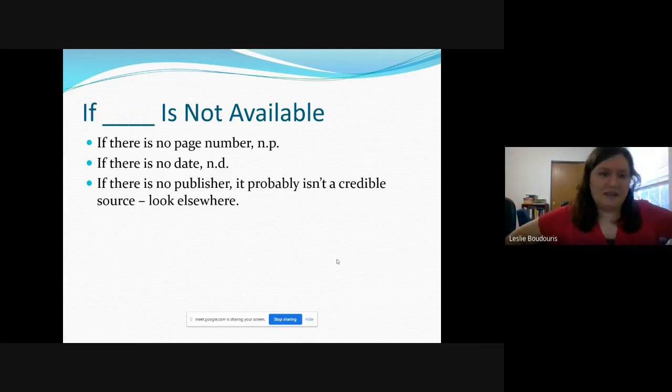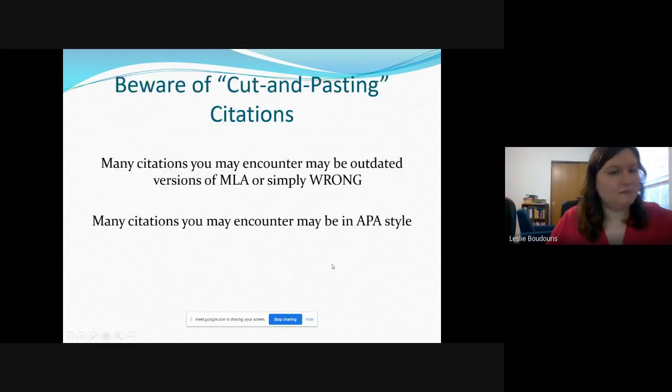So there should never be an instance where you don't have a publisher. Again, that's the people who are putting it out, like Bedford St. Martin's or the New York Times. Never do that. I said this earlier in the class period, be aware of cutting and pasting. If you do that, it's possible it might be wrong.